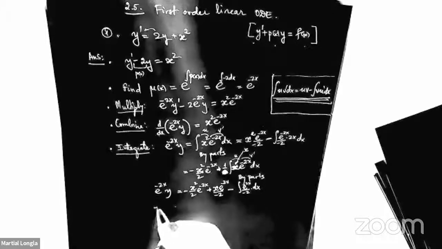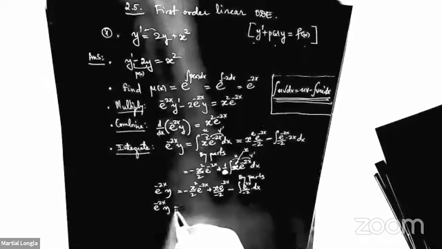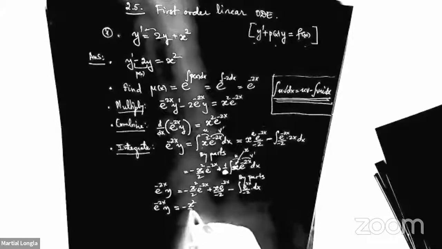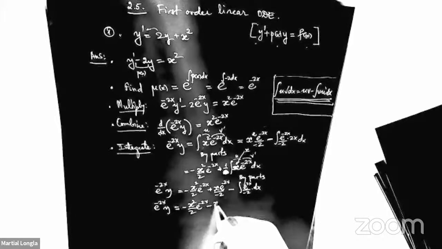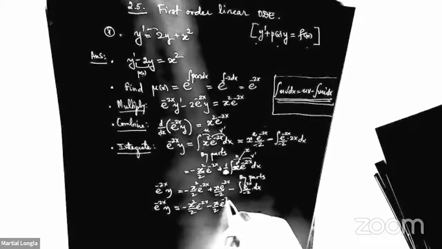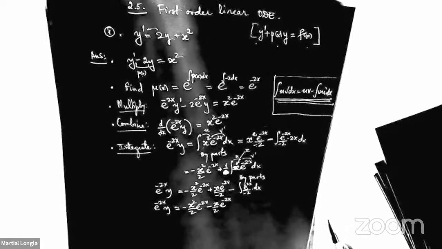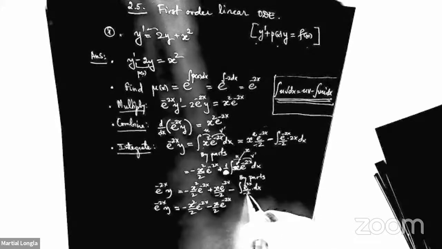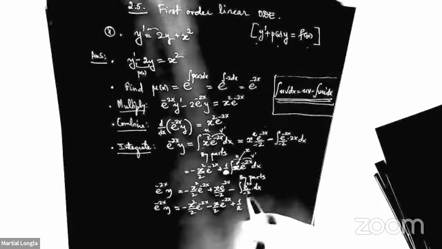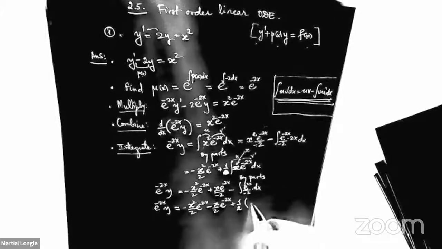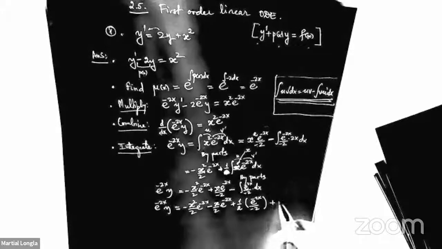And now you get e to the minus 2x y equals minus x squared over 2 e to the minus 2x minus x over 2 e to the minus 2x, and then minus and minus here, that's plus 1/2, and the integral of e to the minus 2x is e to the minus 2x over minus 2 plus a constant.